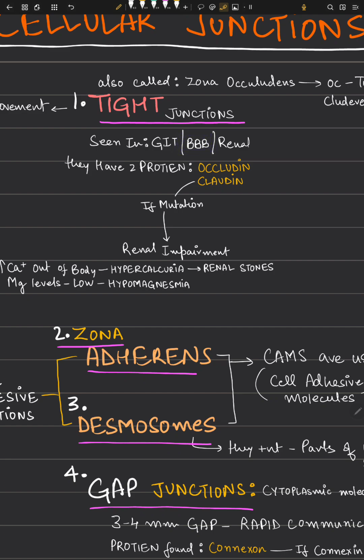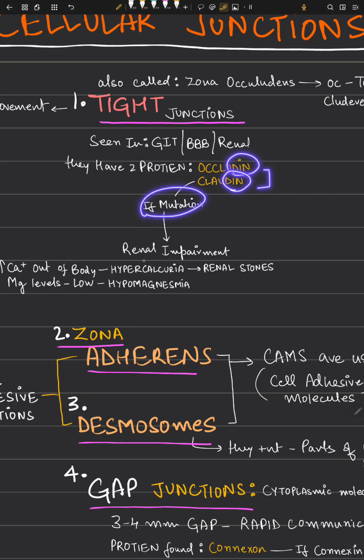Just imagine if you have a bad junction between your cells. Imagine a lot of toxins leaking from your blood into your brain. Is that good? No, it's not good. We don't want that. They have two proteins, occludens and claudens. So both end in -dins. Now you will remember tight junctions.